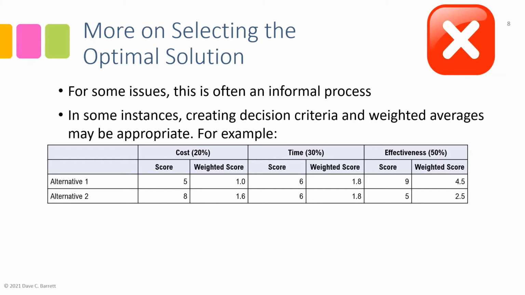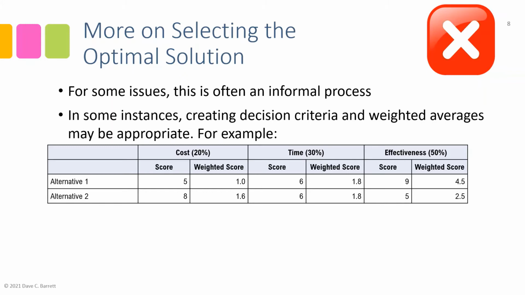It doesn't mean you always do it this way, but in this case, we have broken it down to say cost, time, and effectiveness are our 3 criteria, and we have weighted them by percentage. Cost is 20%, time is 30%, and effectiveness of the solution is 50%. So effectiveness has the highest weight. And then we score them and weight the scores. We apply those percentages.